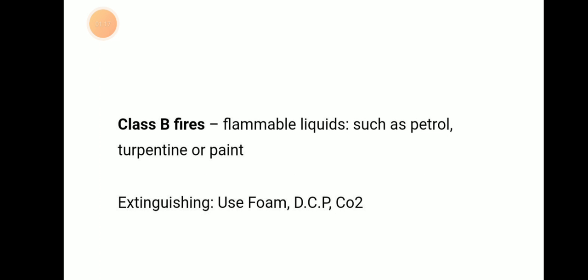Then class B fire, we say flammable liquids such as petrol, turpentine and paint also. These are class B fires. For extinguishing we can use foam, DCP and CO2. Most preferably we use a foam type fire extinguisher for class B, flammable liquids.